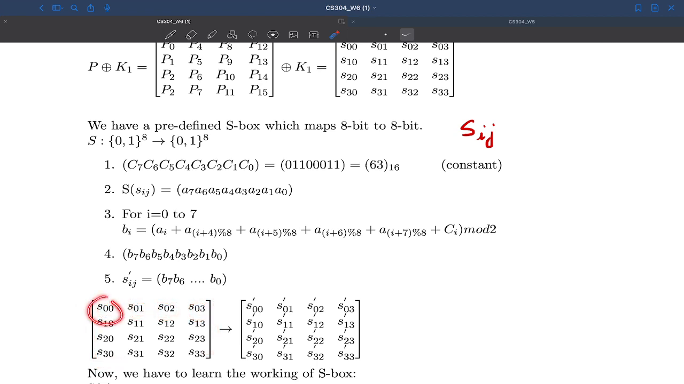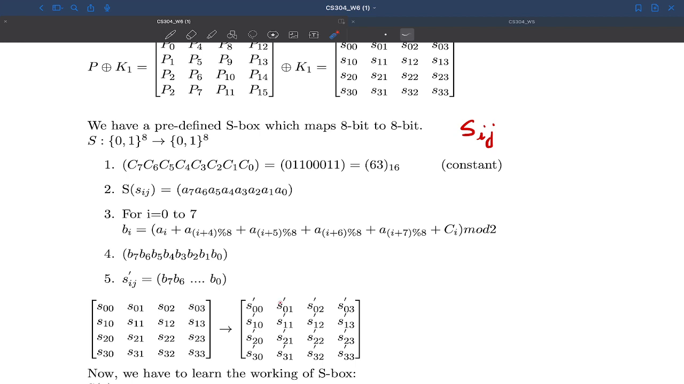We take this first entry and push it to this algorithm. This algorithm will calculate S'00 for that. Similarly, when we have S01, I take it, push it to this algorithm, and it will give me S'01. Similarly for S03, S11, I'll keep on giving my 8-bit string to these two steps, and they keep on giving me the transformed S' version of that 8-bit string. So this is how SubBytes is working. Nothing very complicated till now.